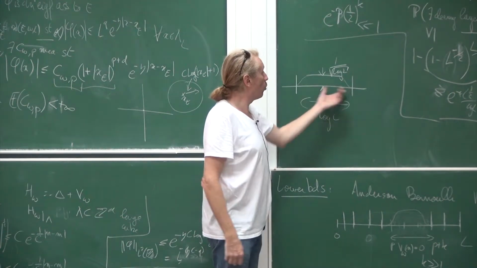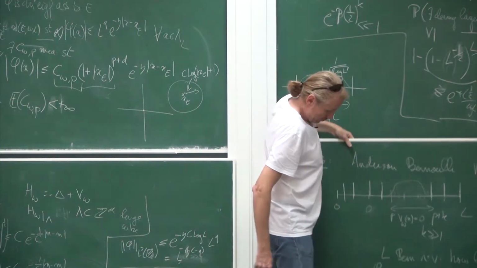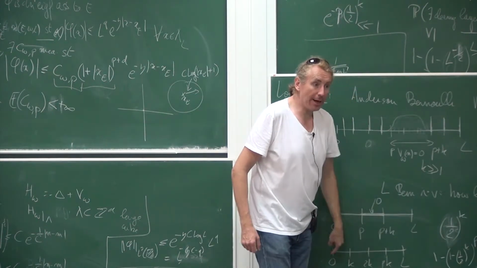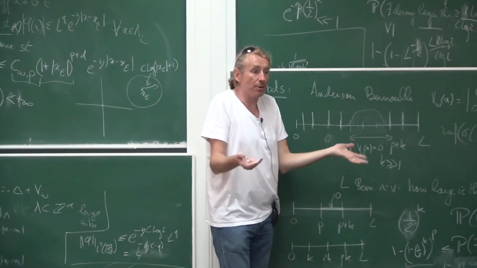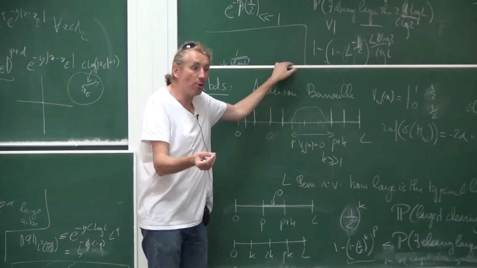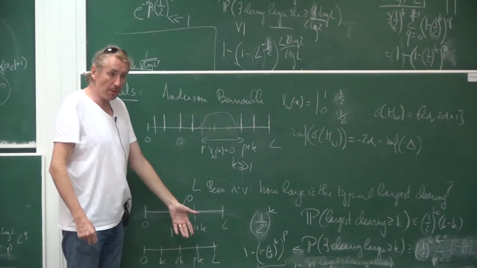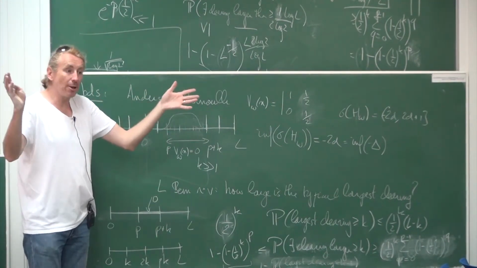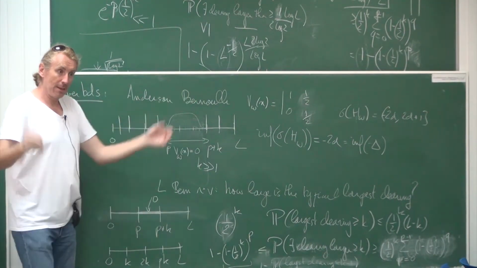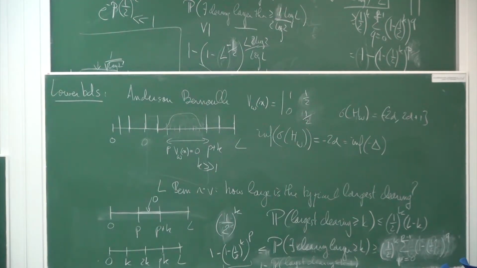Of course, you don't know where this interval is, because it could be anywhere. It depends on the sample, on omega precisely. But what you can know is that with large probability, close to 1, it's going to be of size log L. Which shows that this log L here is essentially optimal. So at the bottom of the spectrum, that's something you cannot avoid.